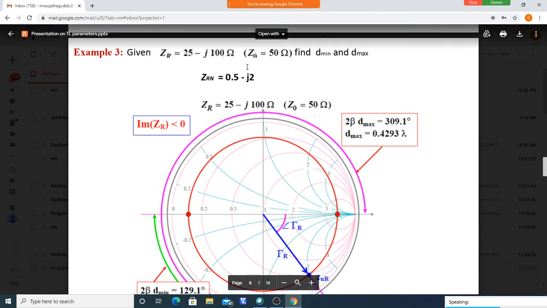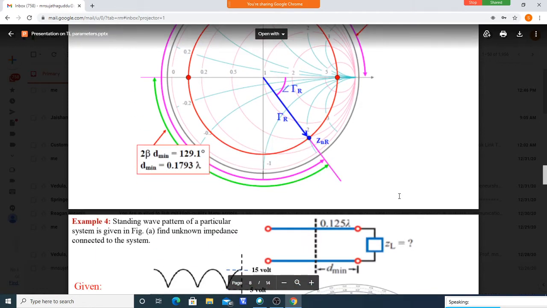So what do they ask? Find the value of D minimum and D maximum. That means at what distance the first minima is, at what distance the first maxima is. You should find that from the load: from the load, at what distance D maximum is there and at what distance D minimum is there.